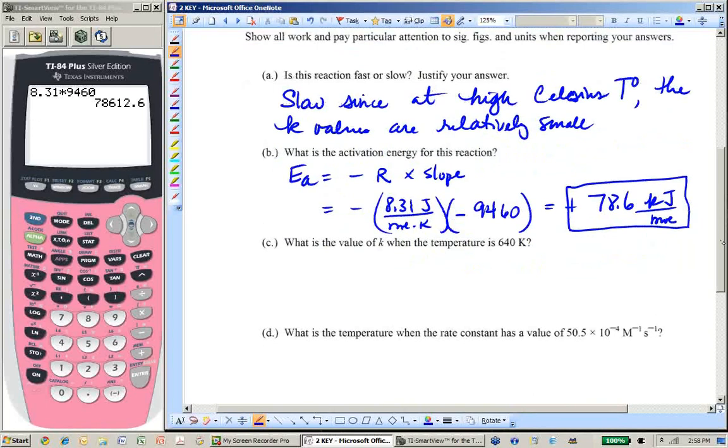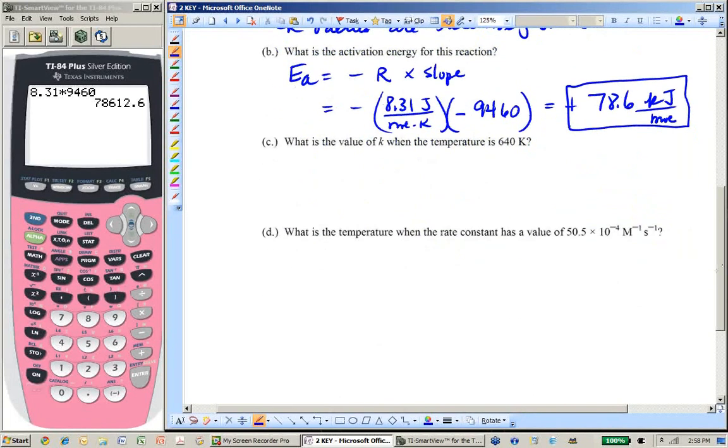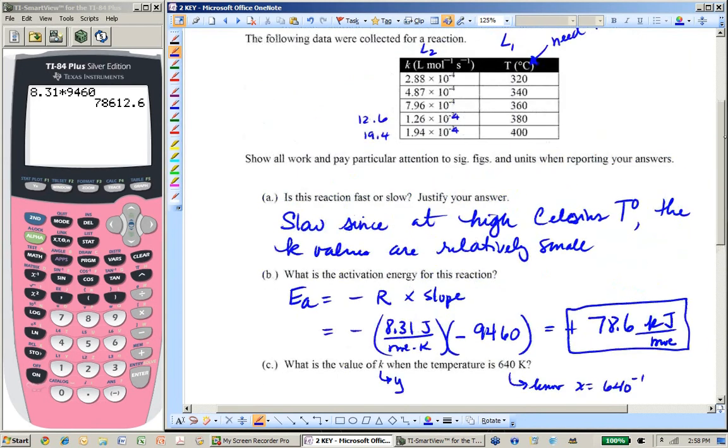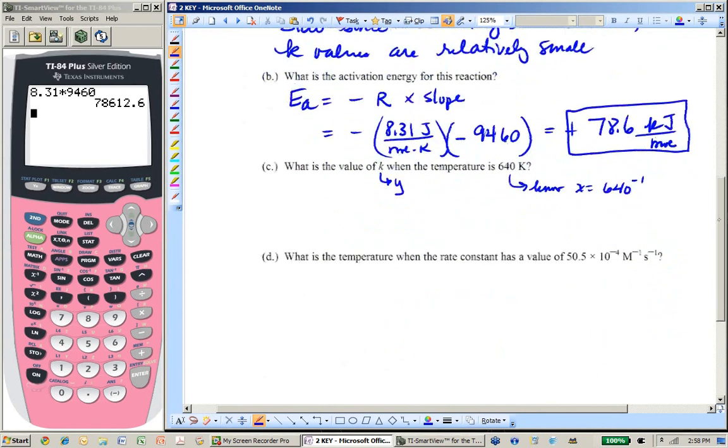So what is the value of K when the temperature is 640? What is the temperature when the rate constant has this value? So what are you seeking? Value of K, is that an X or a Y? That's a Y when you know X. And X is the reciprocal of that Kelvin temperature. Now, that's done in Kelvin on your sheet, so be careful.